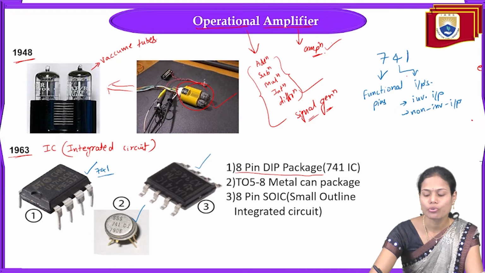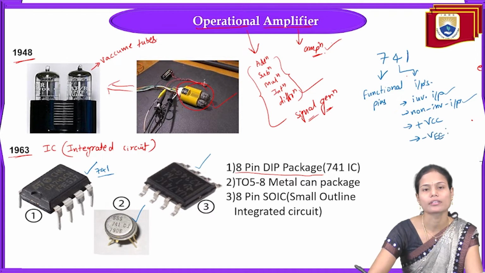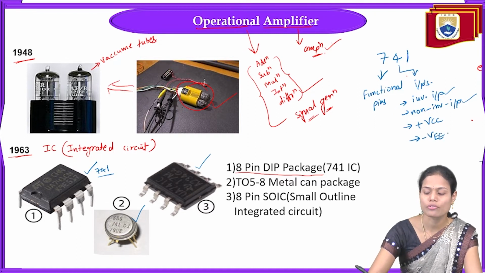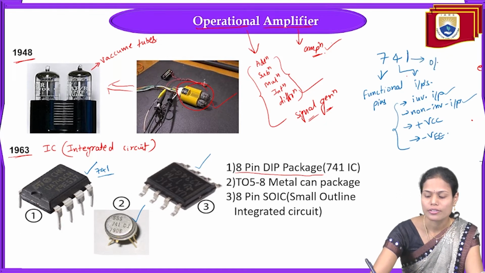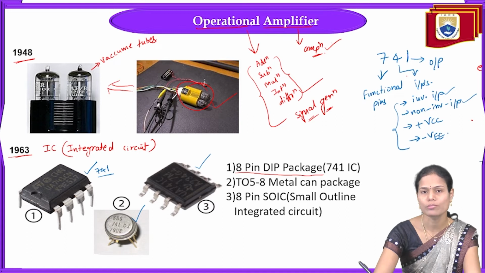Among these 4 pins, 2 are the inverting and non-inverting inputs, and along with this it will also take the supply voltages, plus VCC and minus VEE. Those we also consider as inputs. So that's why 2 input signals and 2 supply voltages. These 4 pins are meant for these 4 inputs, and the last one is for seeing the output, how much output it is providing.